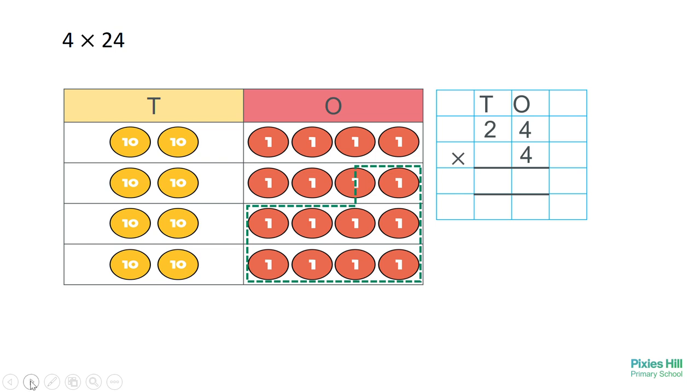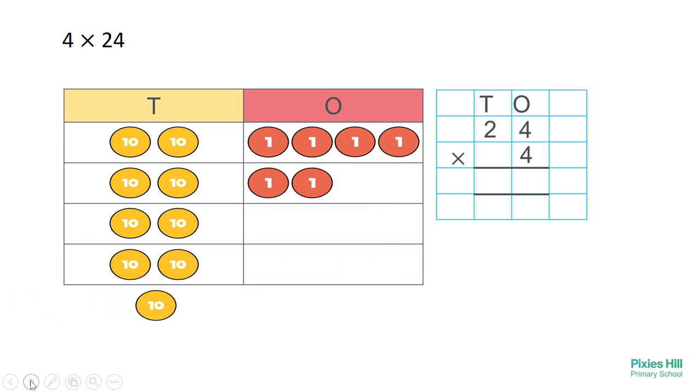However, we now need to exchange 10 ones for 1 ten, and we put this underneath our tens column and the 6 in our ones. This exchange is also demonstrated visually using the place value counters. Next, we multiply 2 by 4 to get 8, add on our 1 or 10 to make 9. This gives a final answer of 96.